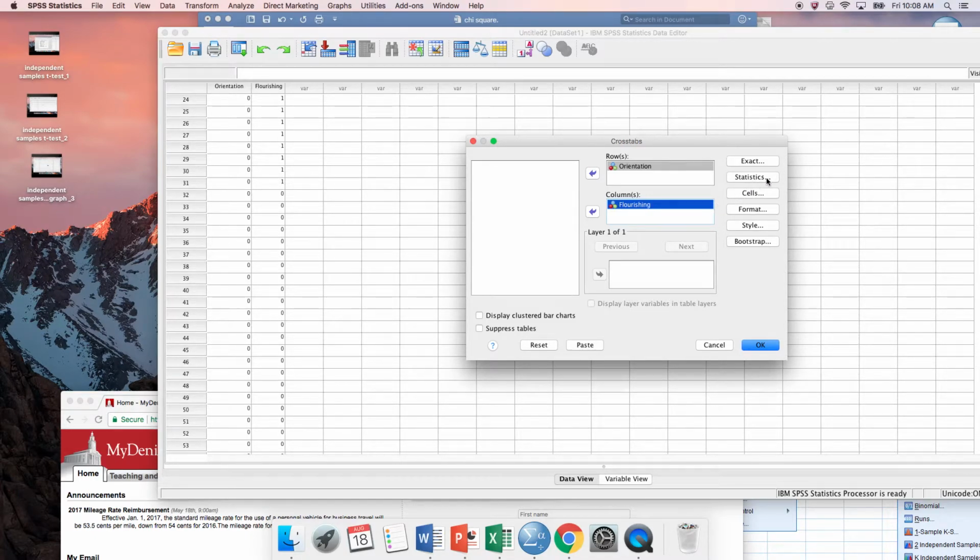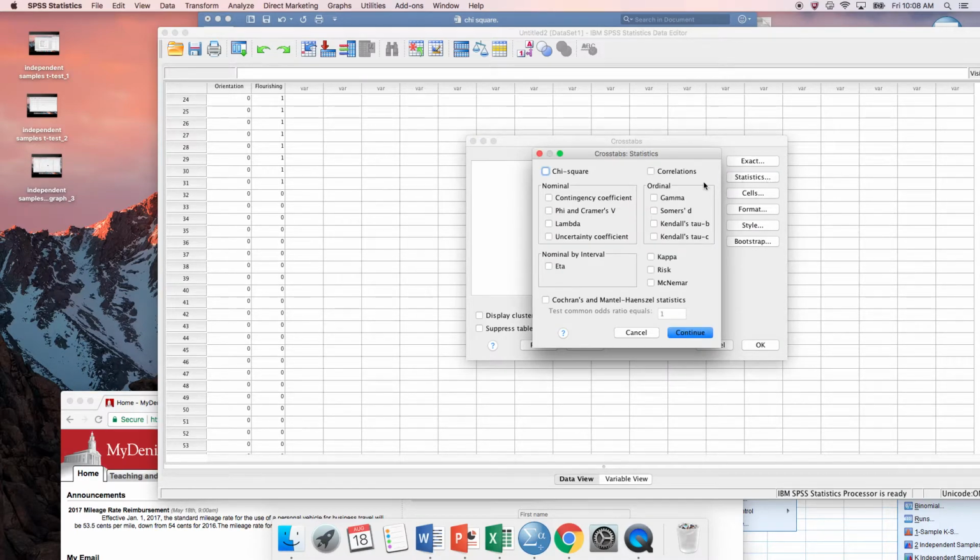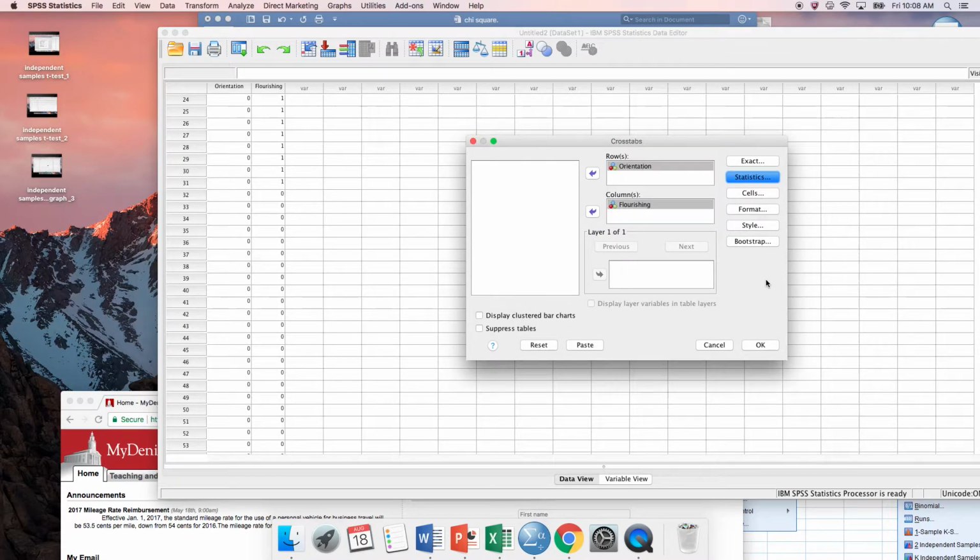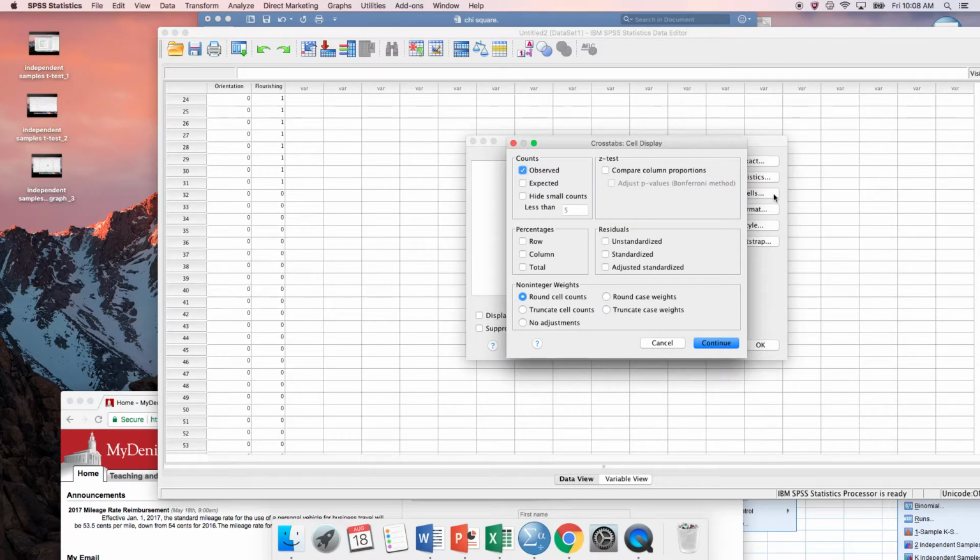Now we're going to ask for statistics. The statistic that we are interested in is the chi-square. We also would like to get the effect size so that we don't have to calculate it by hand, and ask for the Cramer's V or the phi. Within the cells, we might be interested in percentages. So not just frequencies, but percentages as well. So let's go ahead and ask for the percentages by row.